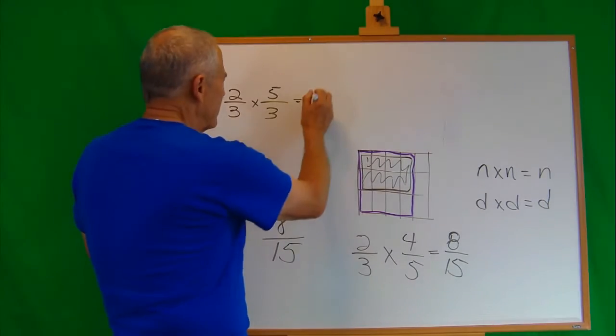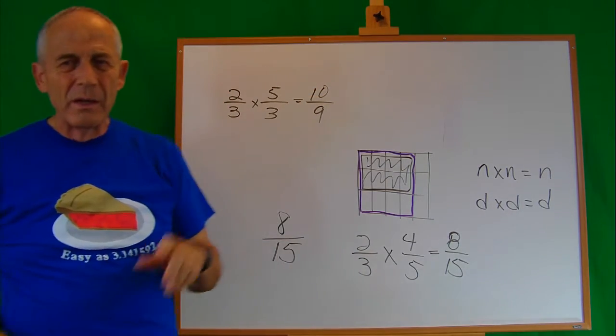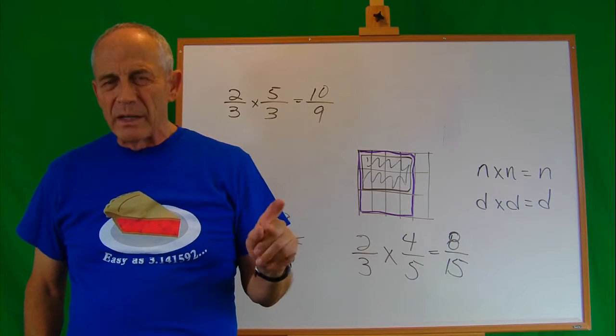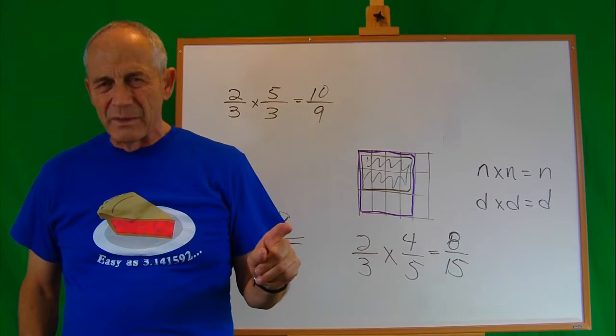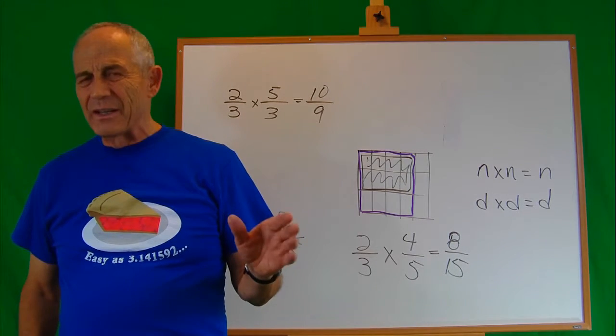So that's what my recommendation is to keep this straight. Just remember, when you multiply fractions, you multiply the numerator times the numerator to get the numerator, and the denominator times the denominator to get the denominator.